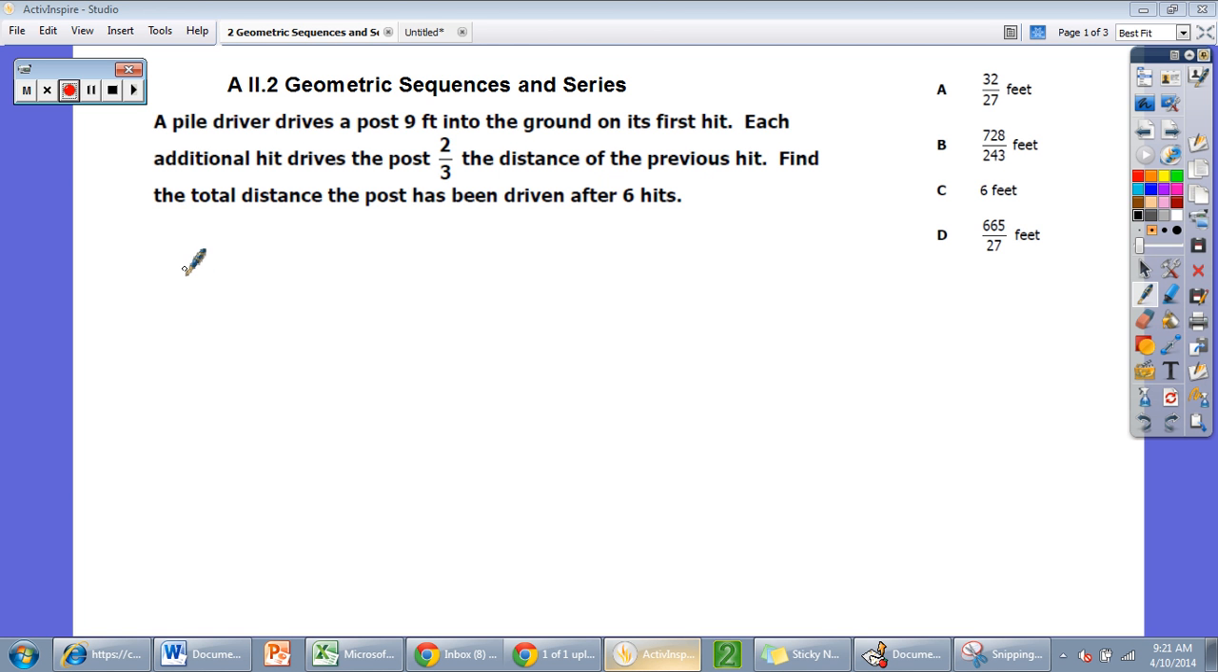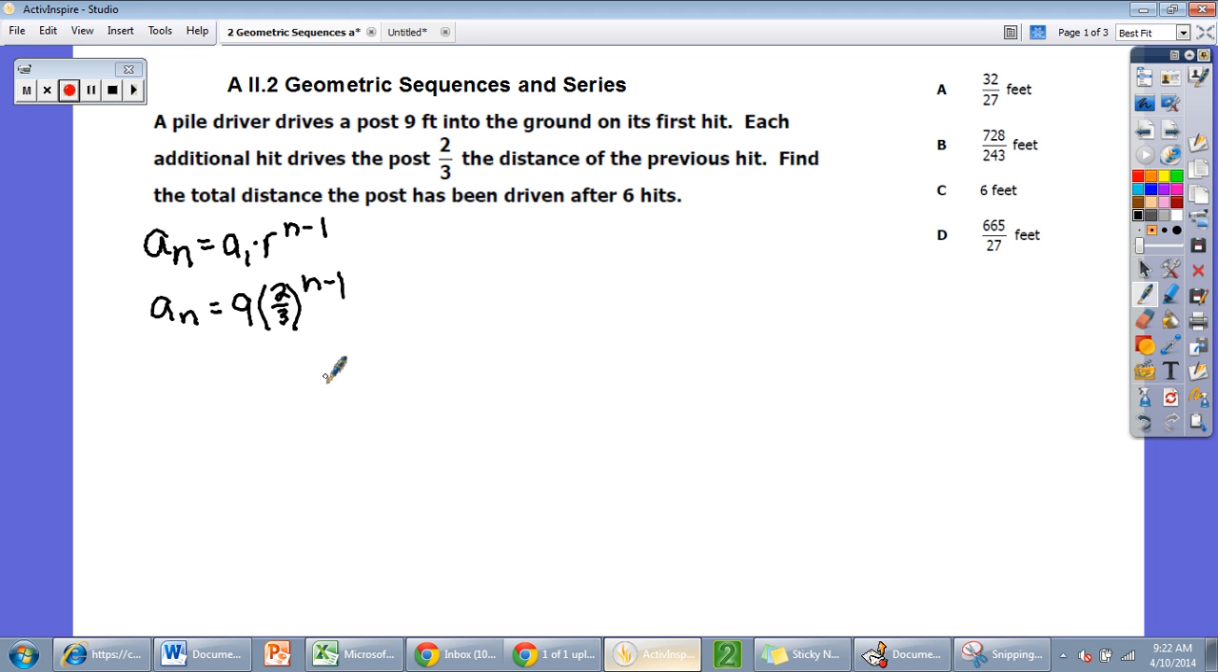So what you would want to do here is look on your formula sheet under geometric, and you would see that there's a formula that looks like this. And this is how we would come up with the formula for the sequence here. And so a sub 1 means the first term. So the first time he drives it into the ground, it goes 9 feet. And then r is our ratio. So that's the constant ratio. So each time it goes 2/3 of the distance. And then to the power of n minus 1.